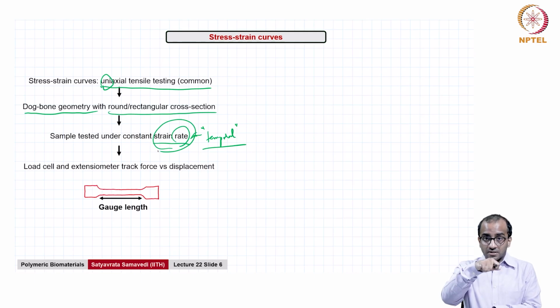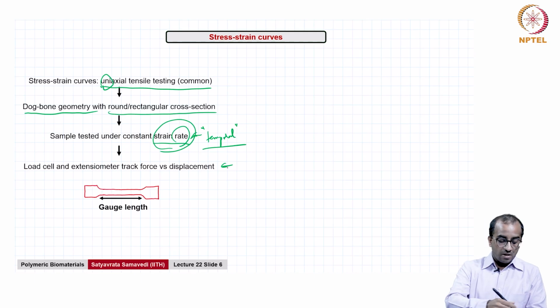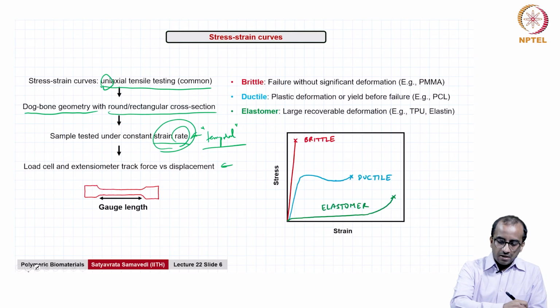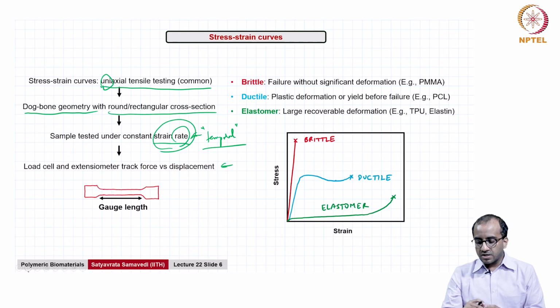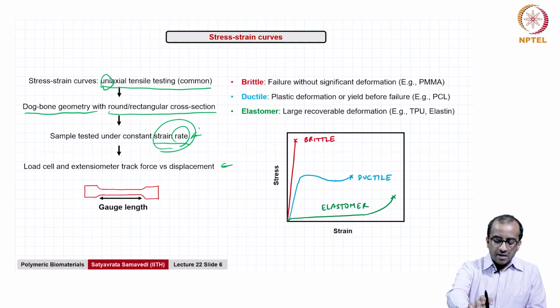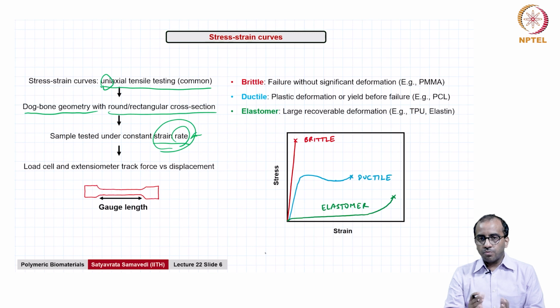So, if you pull too fast, you may not give enough time for the chains to align. That may give you one set of properties. If you pull very slow, at every stage you are ensuring that the chains can align themselves, then you may get a different set of properties. So, strain rate specification is very important in these kinds of testing methods. And in the test itself, the load cell and the extensometer track the force versus displacement, or load versus displacement, from which you can end up getting a stress strain curve that looks like this. And shown here are three different types of stress strain curves that you might possibly get from polymers.